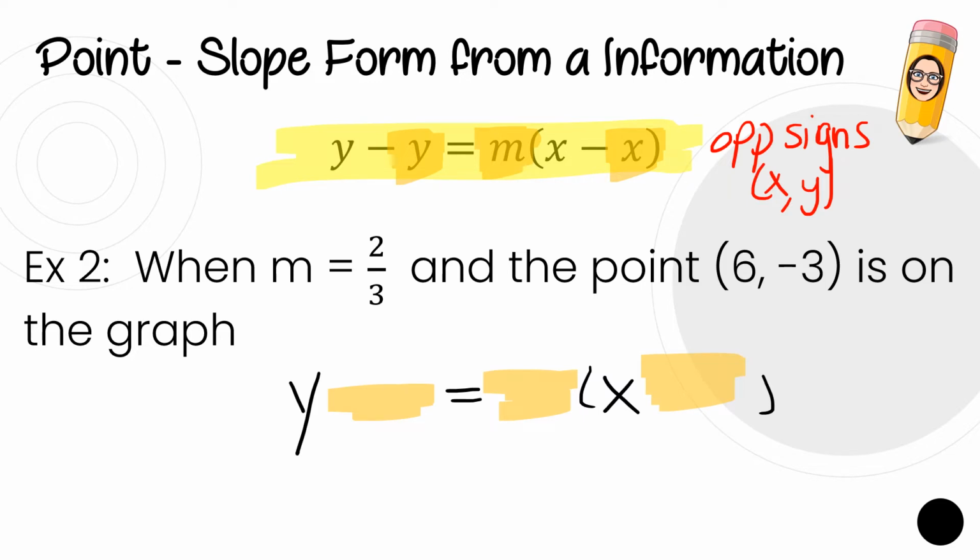My m is written as 2/3, so my coefficient of x is 2/3. My x value says +6, so I write x minus 6. My y says -3, so I write y plus 3. Again, if that doesn't make sense to you, please go back and watch my previous point slope form video.